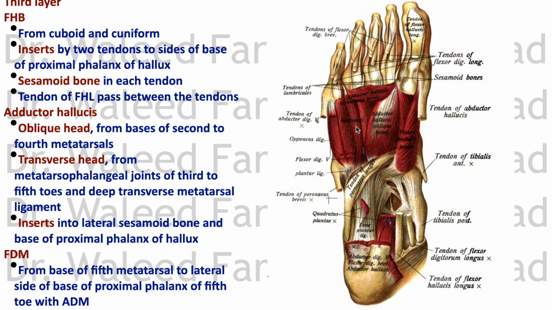The adductor hallucis has an oblique head and a transverse head. The oblique head from bases of 2nd to 4th metatarsals, as you can see here. The transverse head from the metatarsophalangeal joints of the 3rd to the 5th toes, and deep transverse metatarsal ligament. Okay, inserts into the lateral sesamoid bone and base of the proximal phalanx of the hallux. By its name, it adducts the hallux.